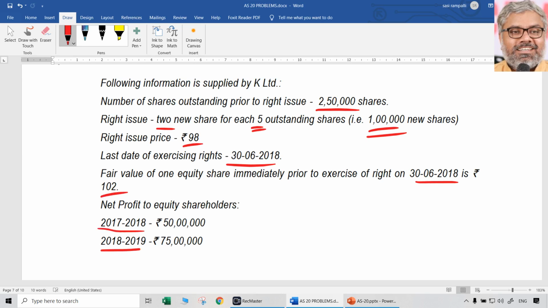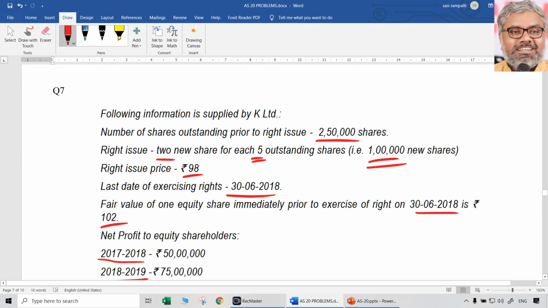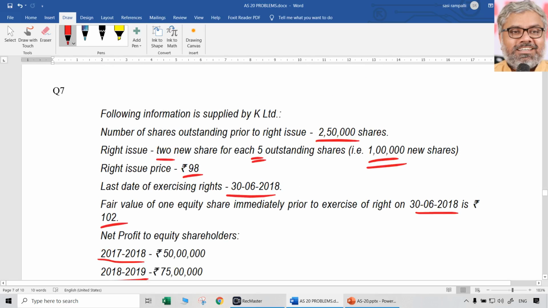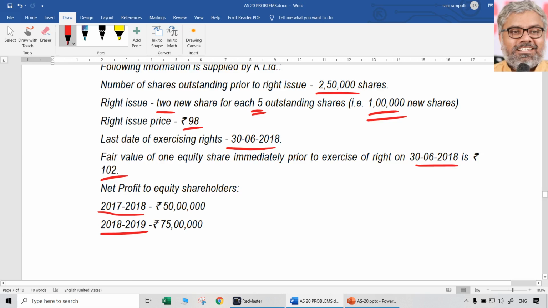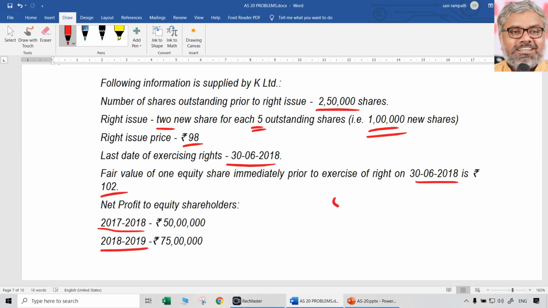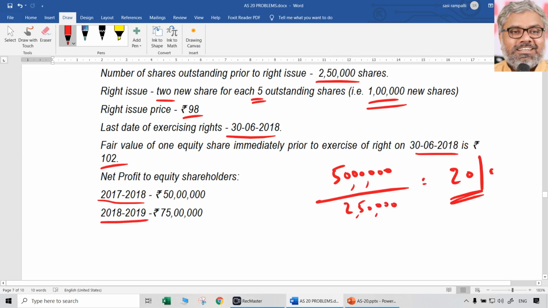Net profit is given for 2017-18 and 18-19. That means the financial year is followed. So what is required is naturally the same things: the basic EPS of last year, restated EPS of last year, and basic EPS of current year. First, let us take the basic EPS of last year, 2017-18, which is 50 lakhs rupees divided by 2,50,000 shares. So 50 lakhs divided by 2,50,000 means 20 rupees is the basic EPS last year.